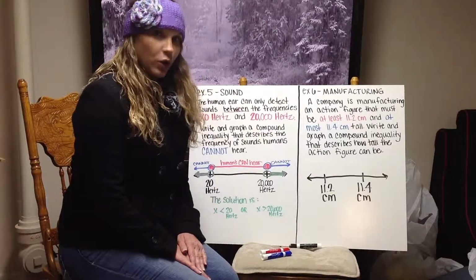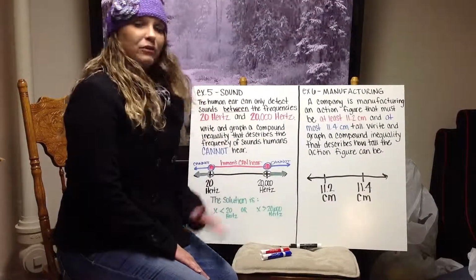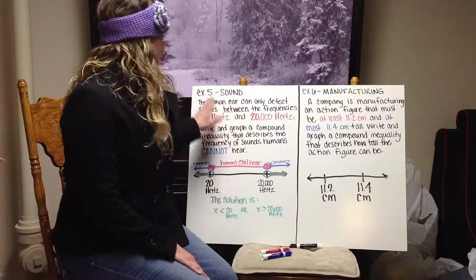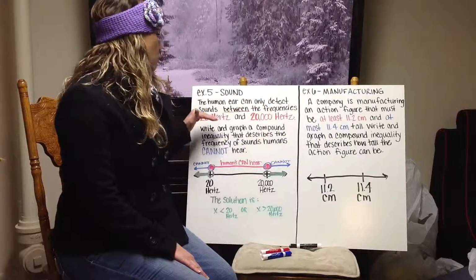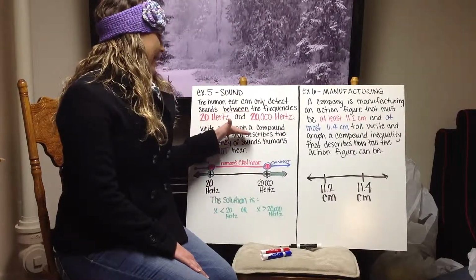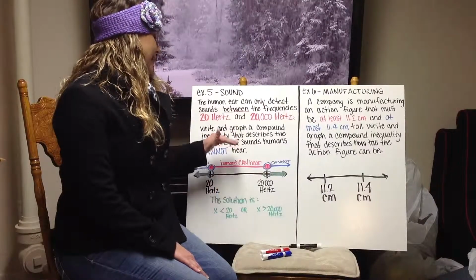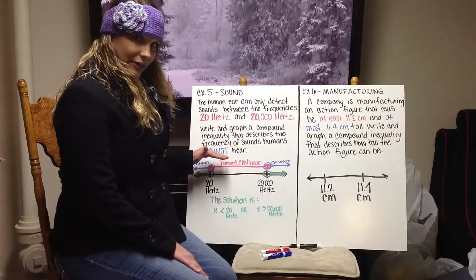To go ahead and talk about word problems with compound inequalities. In our example 5, it's about sound. The human ear can only detect sounds between the frequencies 20 hertz and 20,000 hertz. We are going to write and graph a compound inequality that describes the frequency of sounds that humans cannot hear.